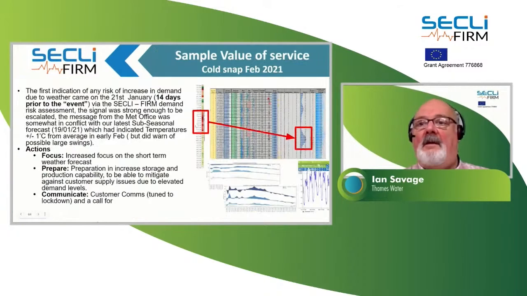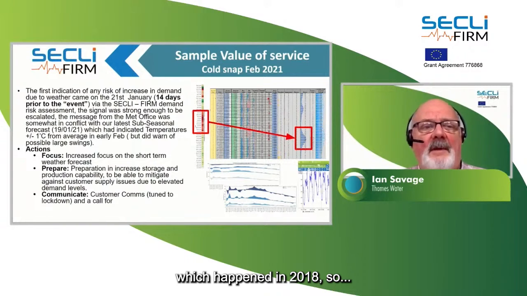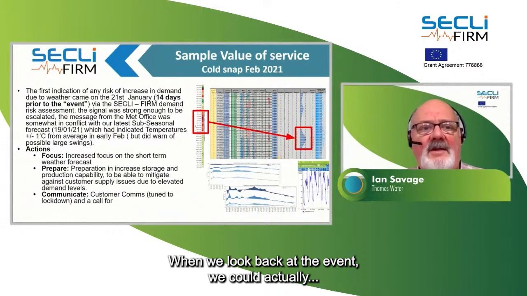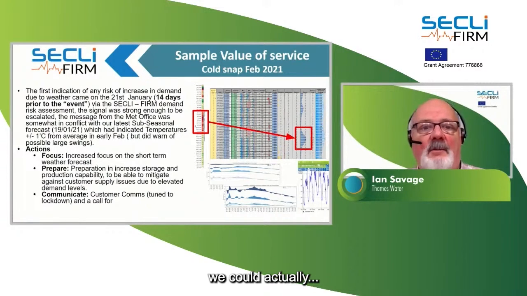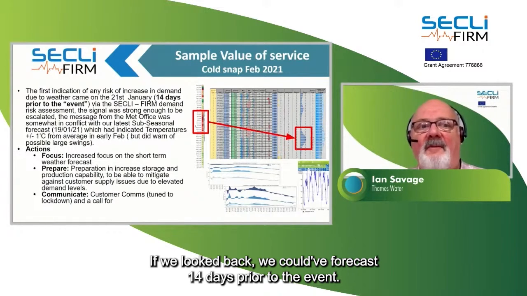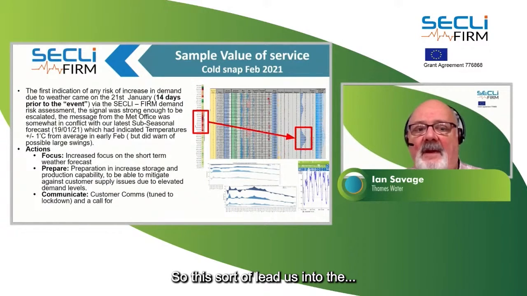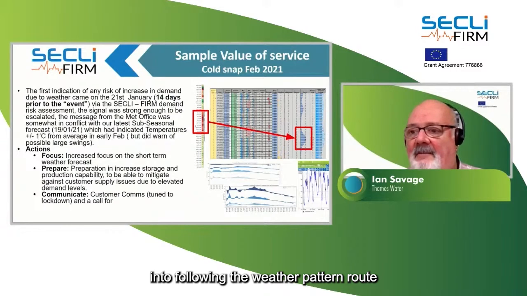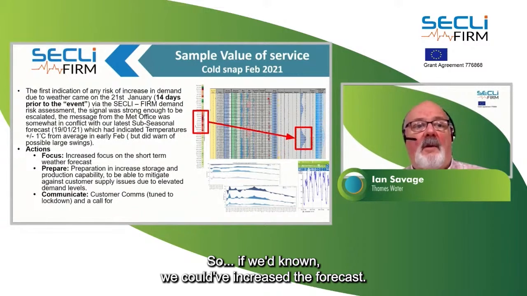which gives us a seasonal leakage impact as well. So we go on to a bit of a hindcast into the actual event, which happened in 2018. When we look back at the event, using the weather type information, we could actually have forecast 14 days prior to the event that there was a potential for the demand to rise significantly. So this led us into following the weather pattern route to trying to forecast the risk of demand.